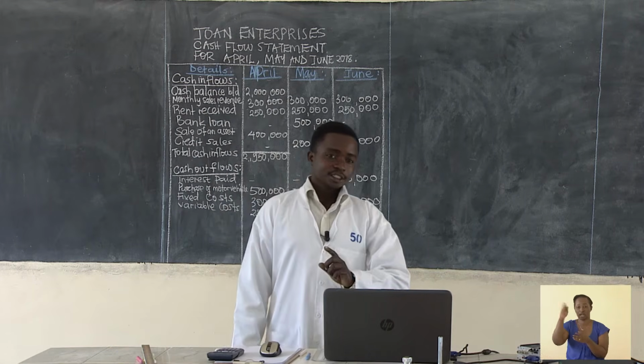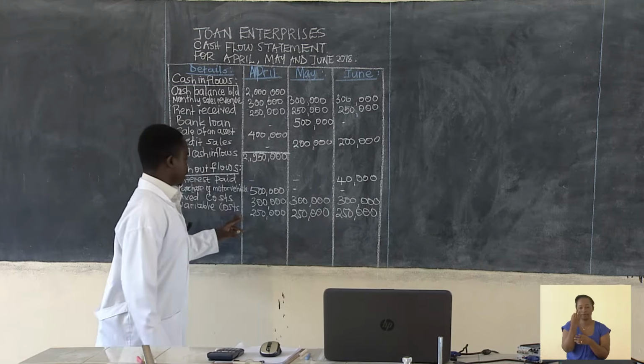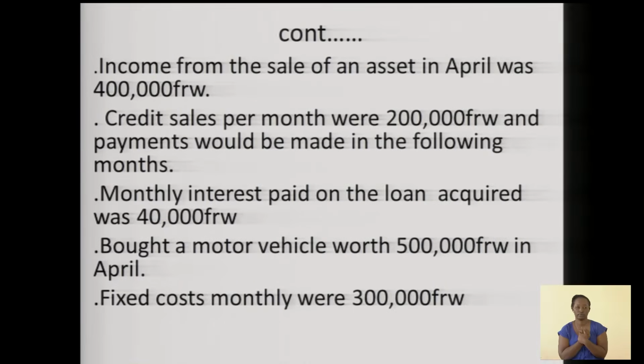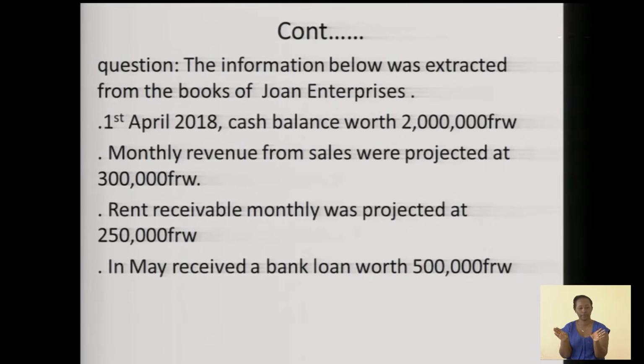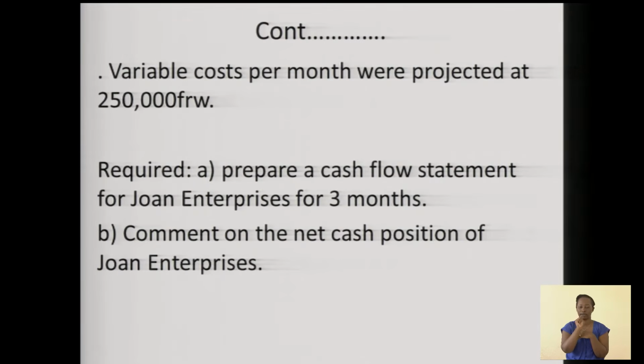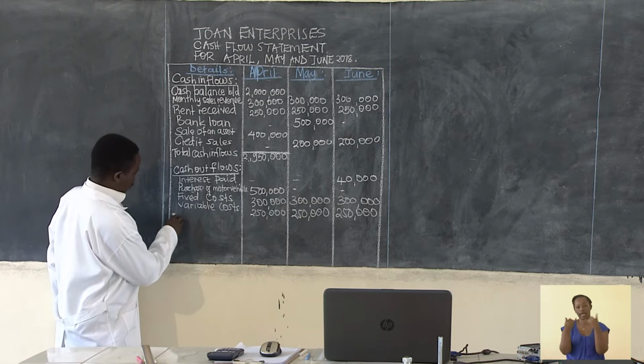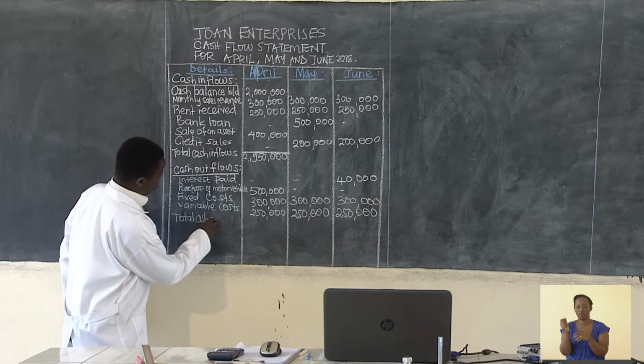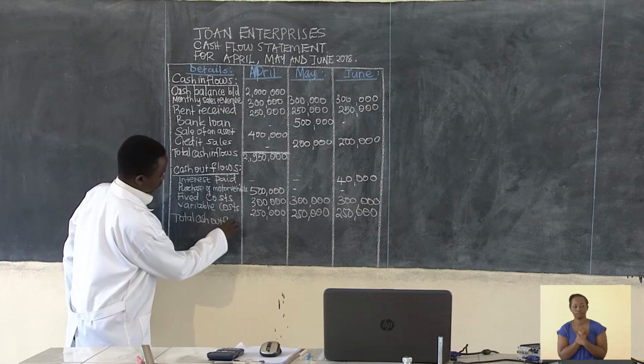So you have to check if you have listed all other cash outflows. So back to our question, you can check if there is any cash outflow that we have not recorded. Fixed costs we have recorded. Monthly interest paid we have recorded. Purchase of motor vehicle we have recorded. Then variable costs we have also recorded. So now you can see the total cash outflows during the month of April.